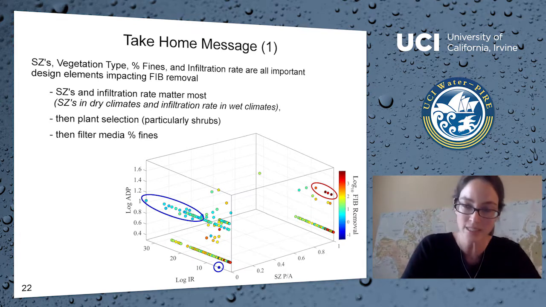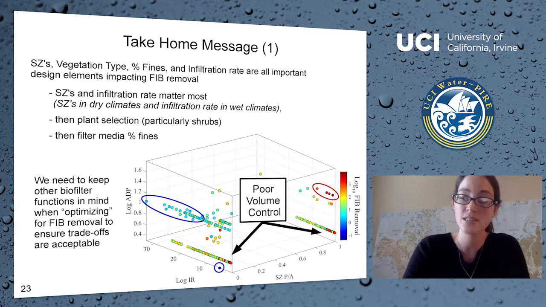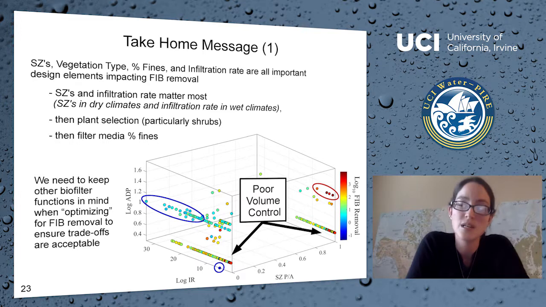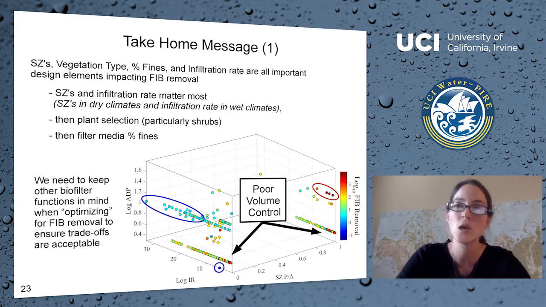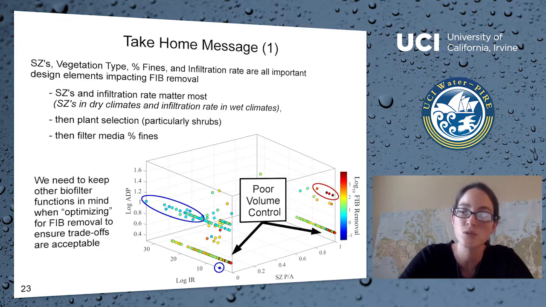just to show that there are exceptions to the rule. Another thing that I want to point out here, because I think it's really important, moving on to slide 23, is while it might be really tempting to look at this data and say, okay, we want systems that have really low infiltration rate, because that's going to really boost our fecal indicator bacteria removal, we need to keep other biofilter functions in mind when we're optimizing for fecal indicator bacteria removal to ensure that the trade-offs that we wind up with are acceptable.